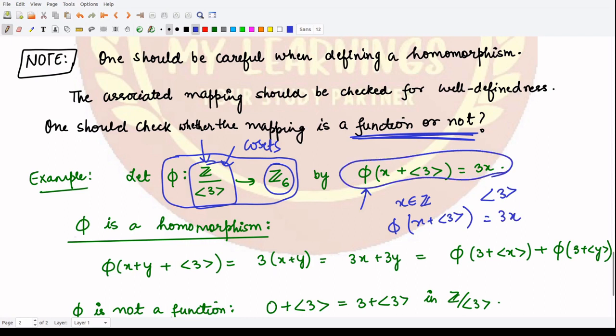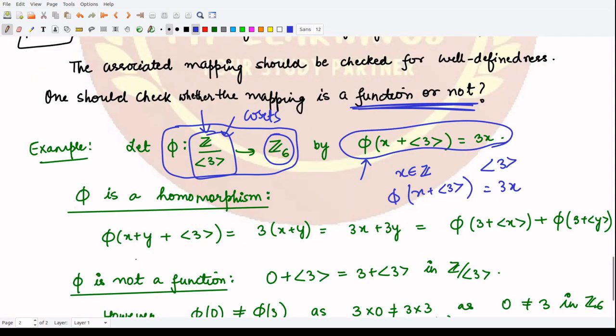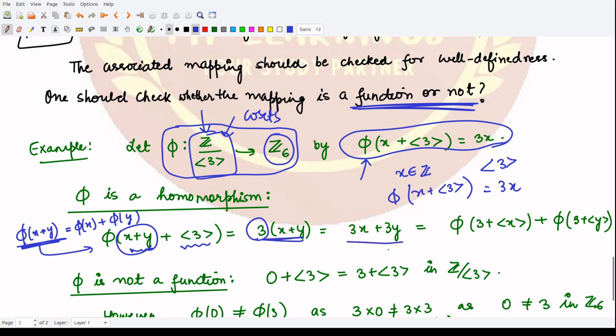Now we say this definition is a homomorphism, right? Why? Because we want to prove that phi of x plus y is equal to phi of x plus phi of y, right? So what is phi of x plus y? By the definition, because our domain is this quotient set, our element would also be of this form, x plus y plus our subgroup, right? So when you apply the definition here, you will get 3 times x plus y. You can open up the brackets, you have 3x plus 3y.